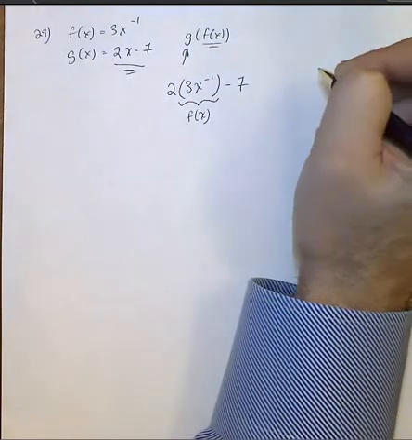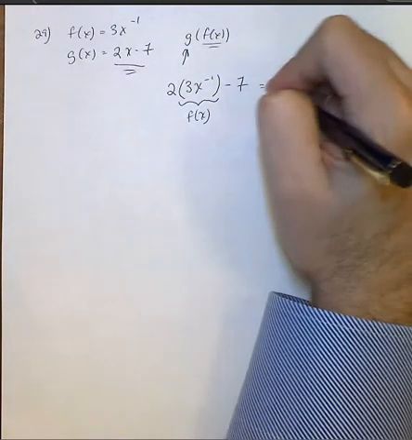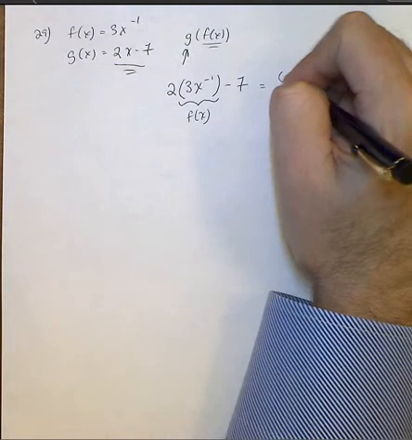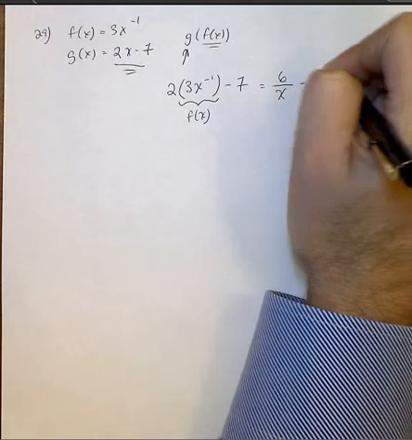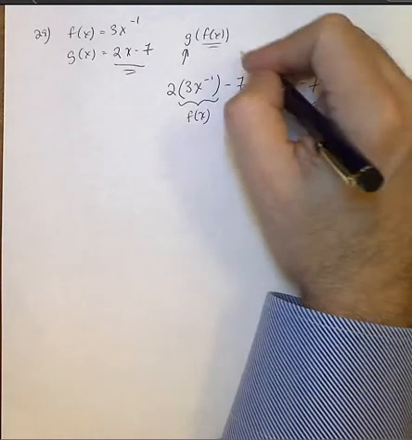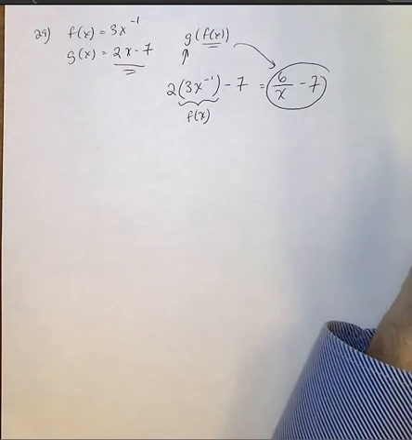And then we simplify, and we get 2 times 3 is 6. x to the negative 1 is 1 over x, minus 7. So our answer for g of f of x is 6 over x minus 7.